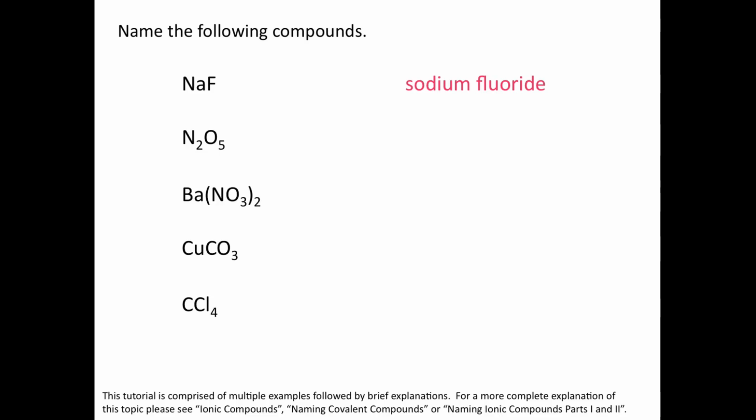Okay, moving on to example 2, N2O5. Nitrogen and oxygen are both nonmetals. This is a covalent compound, and so when I name it, I need to use prefixes to specify the number of the different types of atoms that I have in my compound. So this compound we would call dinitrogen pentoxide. Looking at the third example, I have barium, which is a metal, and then I have this nitrate group, which is a polyatomic anion. So the name of this compound will be barium nitrate.